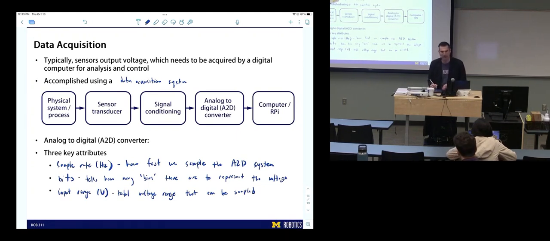If we think about input range and bits, let's think of how small of a change we can actually measure, which I'll say is a delta V over bit. So this is how many volts per bit. If we have a large number of bits in our A to D system, we can have a large number of bins. This is going to be a small number. If we have a small number of bins, it's going to be a large number. The way we calculate this is our voltage range divided by 2 to the bits minus 1.